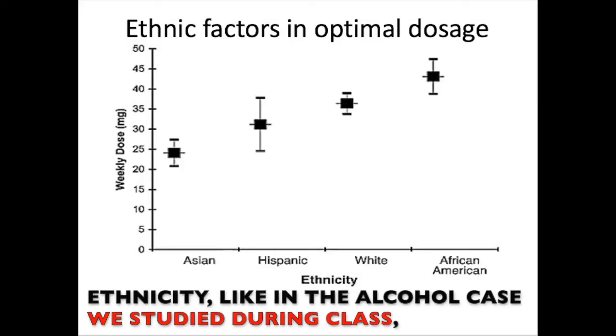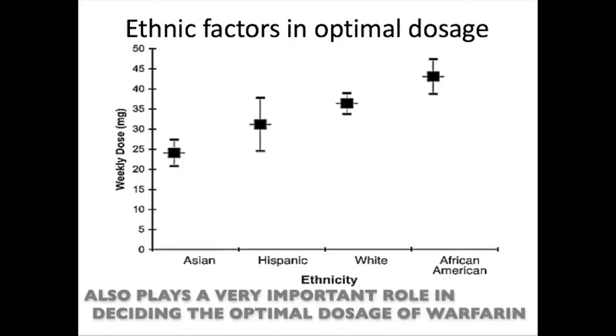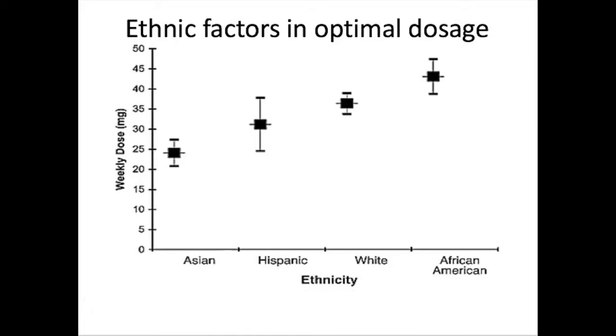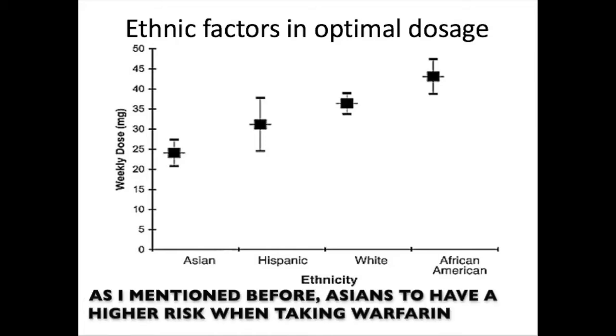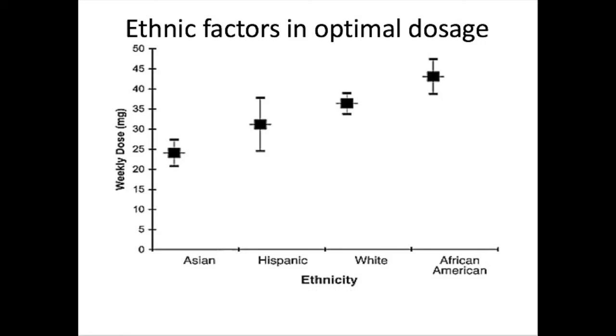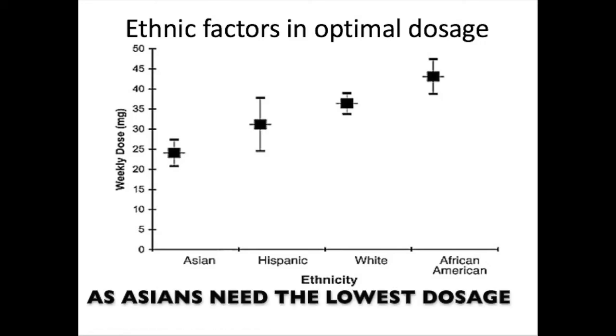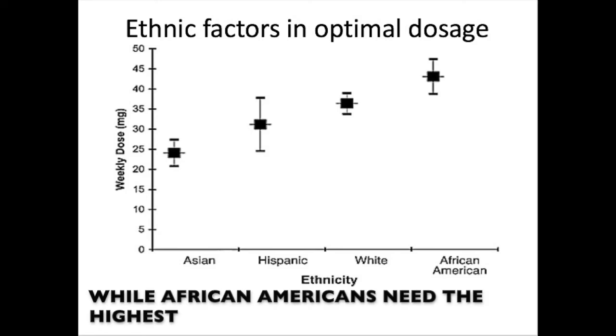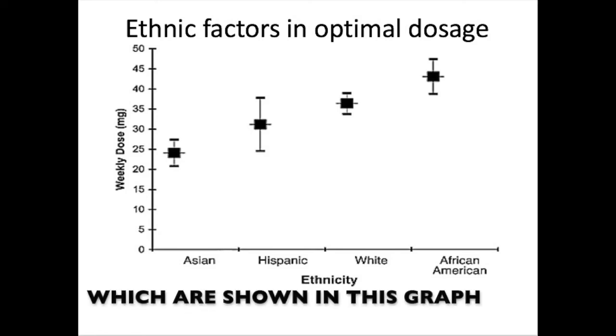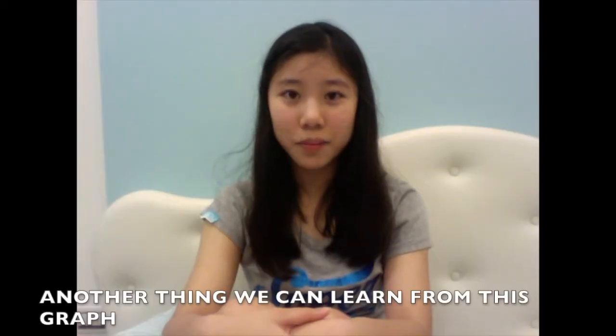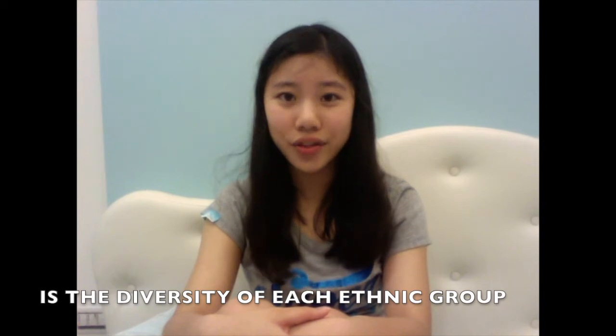Ethnicity, like in the alcohol case we studied during class, also plays a very important role in deciding the optimal dosage for Warfarin. As I mentioned before, Asians tend to have a higher risk when taking Warfarin. This is taken into optimal dosage consideration as Asians need the lowest dosage, while African Americans need the highest, which is shown in this graph. Another thing we can learn from this graph is the diversity of each ethnic group.